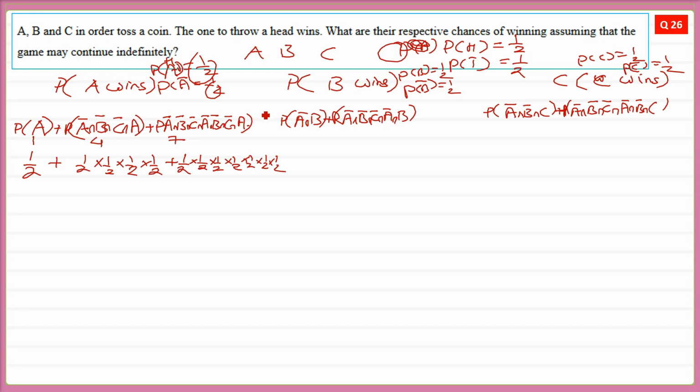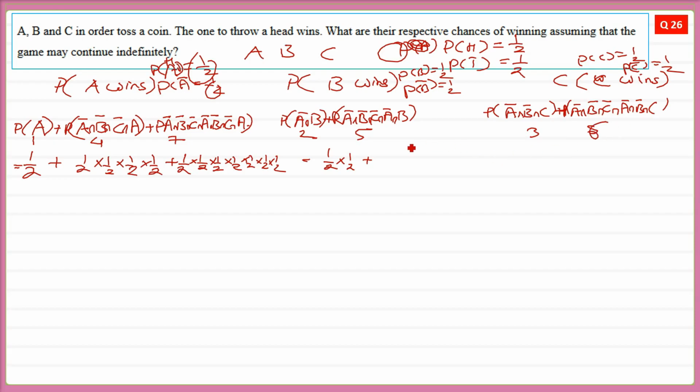Now coming to B wins, there are 2 of them, half into half. Then 1, 2, 3, 4, 5. 5 of them, write half 5 times. Again here 2, then add 3, it becomes 5. In the third case also there are 3, then you add a 3, so it will be 6 times.